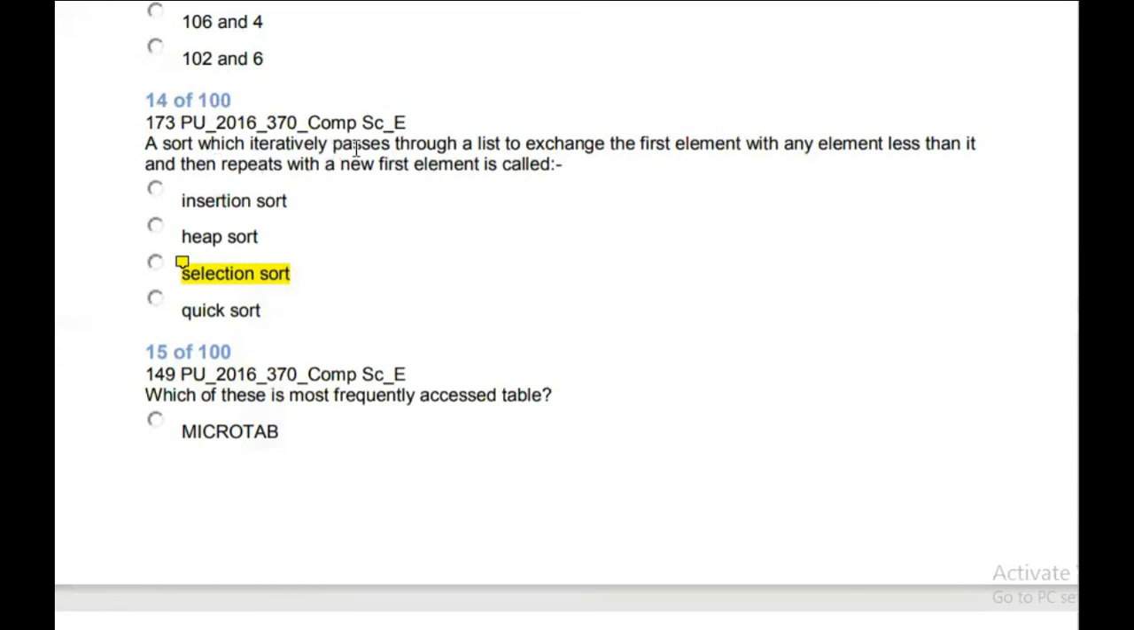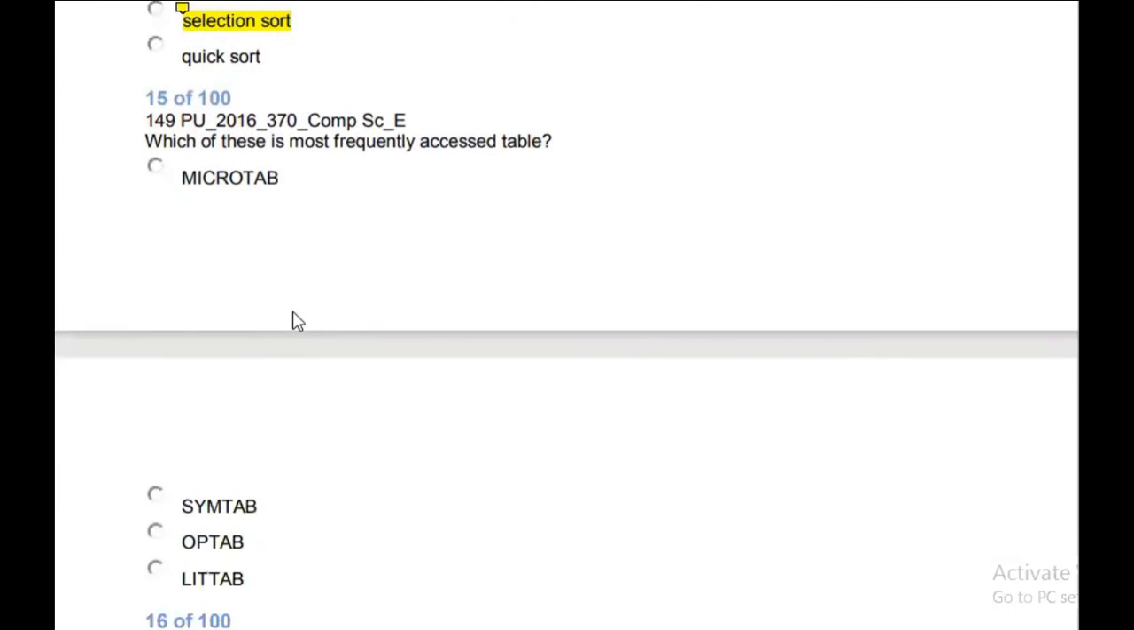So a sort which iteratively passes through a list to exchange the first element with any element less than it, and then repeats with a new first element is called selection sort. The first element is checked with all other elements, and after the first iteration it repeats with another first element. The second element would be the first element. Okay, so it's selection sort. Option C is correct, selection sort. So move on to the next question.